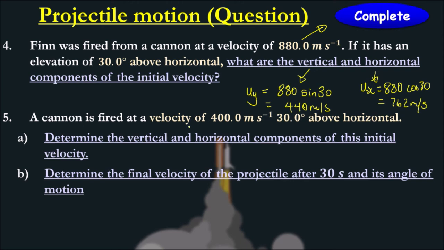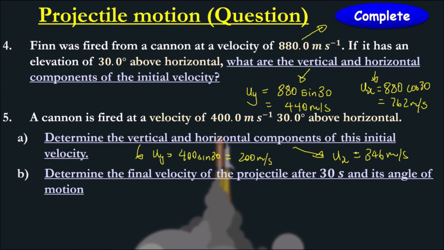A cannon is fired at a velocity of that, and then we have an angle. So again, I'll just do this quickly. This is your working out here. And the horizontal component is that.